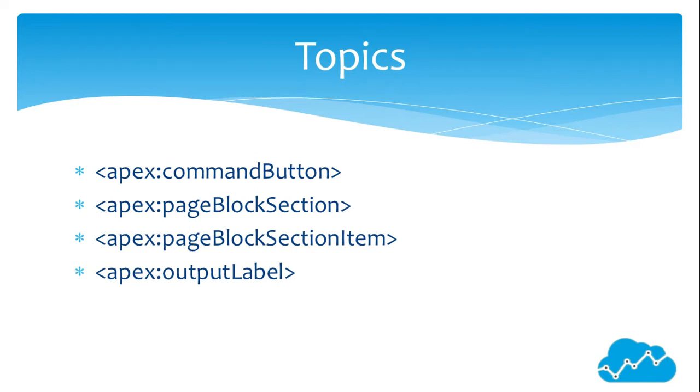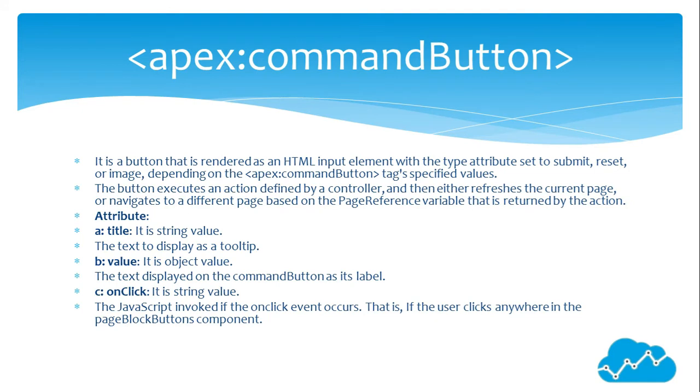Topics we are going to cover in this session are Apex command button, Apex page block section, Apex page block section item, and Apex output label. Apex command button is a button that is rendered as an HTML input element with the type attribute set to submit, reset or image, depending on the Apex command button tag's specified values. The button executes an action defined by a controller and then either refreshes the current page or navigates to a new page based on the page reference variable that is returned by the action.